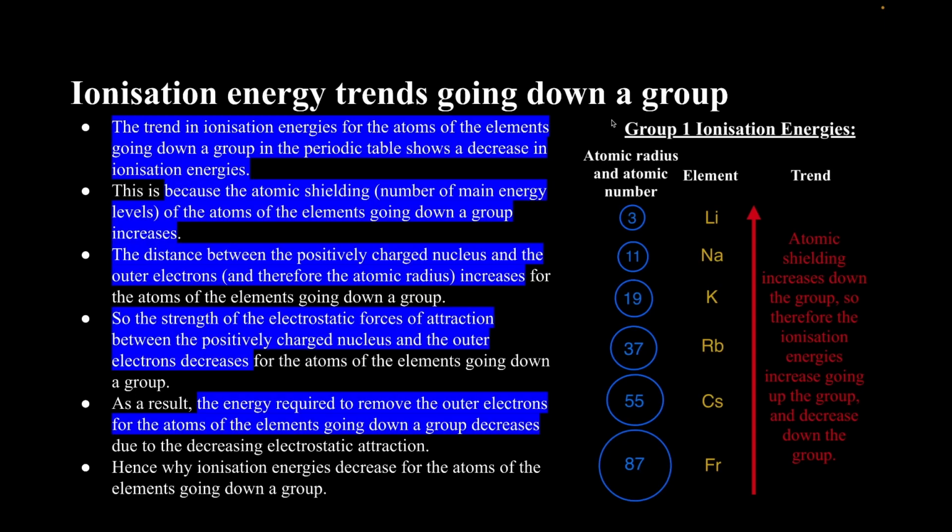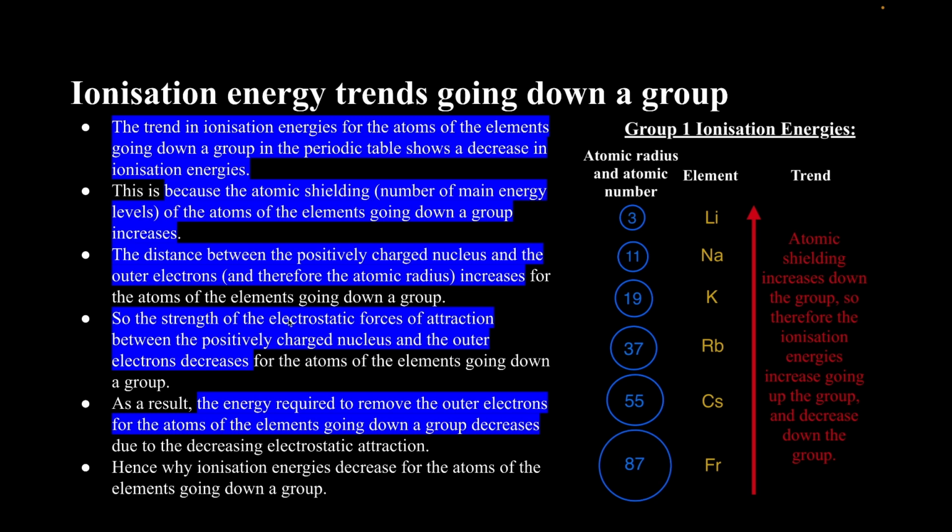Now let's look at ionization energy trends going down a group. So the trend in ionization energy for the atoms of the elements going down a group in the periodic table shows a decrease in ionization energy. This is because the atomic shielding, again the atomic shielding is the number of main energy levels, of the atoms of the elements going down a group increases this time. So now we have increasing atomic shielding, which we didn't have when we looked at the ionization energy trends across a period. The distance between the positively charged nucleus and the outer electrons, and therefore the atomic radius, will therefore increase because of the increasing atomic shielding for the atoms of the elements going down a group.